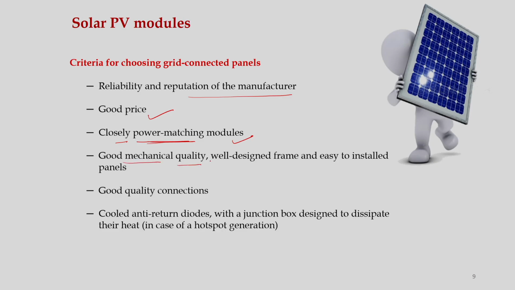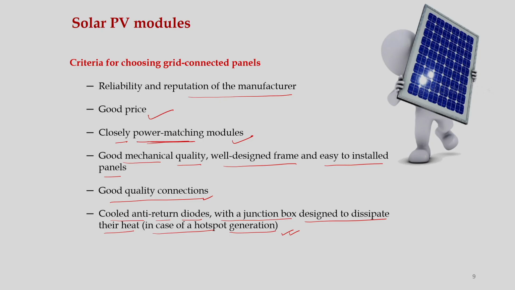Then good mechanical quality, well designed frame and easy to install panels. These are very important aspects. Then good quality connectors, and cooled anti-return diodes with a junction box designed to dissipate heat in case of hotspot generation. This is also important. Sometimes hotspots are generated, as we have discussed in the class when we were discussing the modules: how hotspots are generated and what alternative techniques remove these hotspots. These are attached to this system.